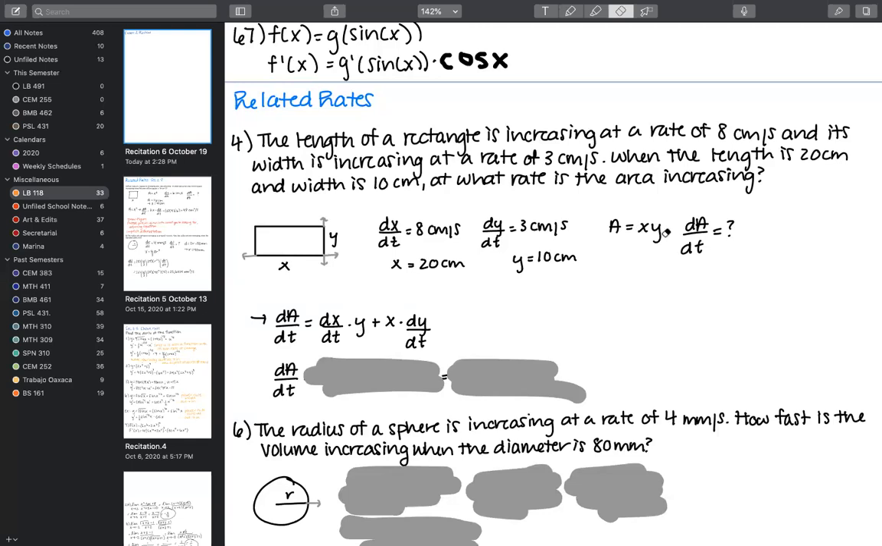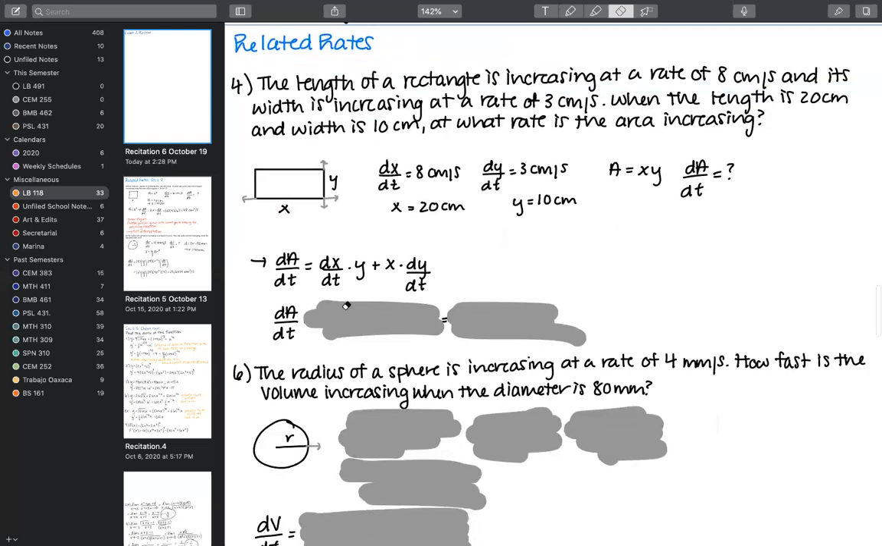They're both functions. And so you're going to treat them exactly the same as you would if you were doing x squared times sine of x, just regular product rule. And so from there, we have all of the values that we need to plug in. We're given dx/dt, dy/dt, x and y. And when I plug those in and simplify, I get 140 centimeters squared per second. Any questions on this one?